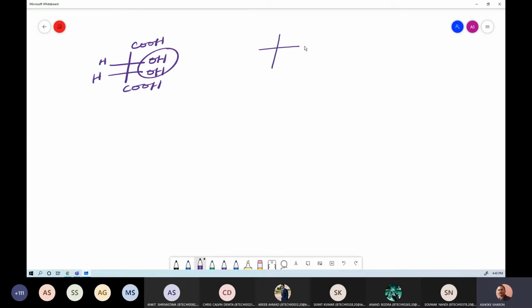Now I can draw this one, and now this is your 3 isomer. This is your erythro. So if the two groups with the same priority, or relatively the same, are on the same side in the Fischer projection formula, those kinds of isomers we can call erythro isomers.